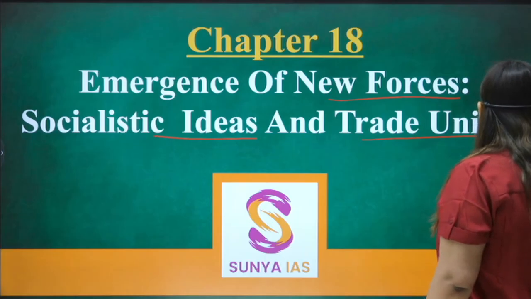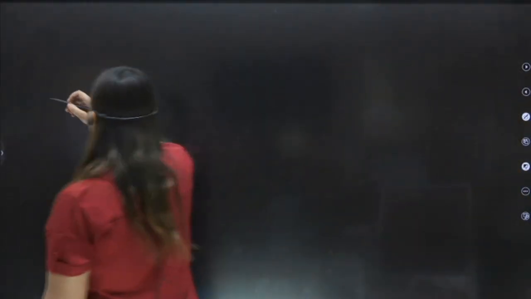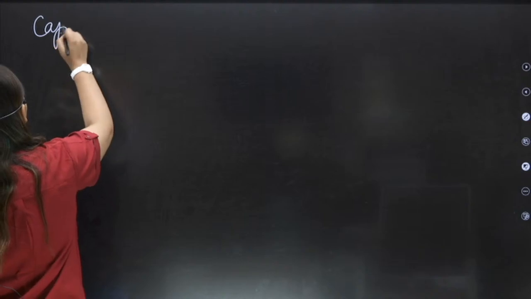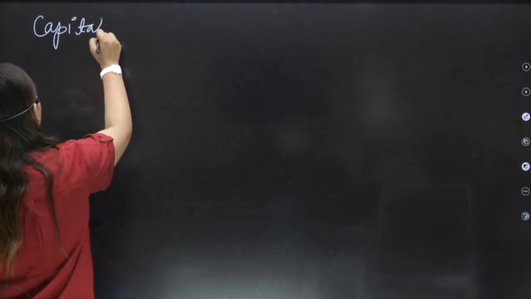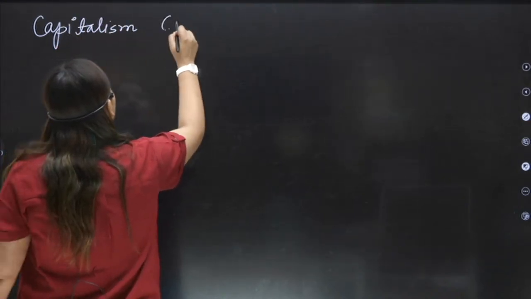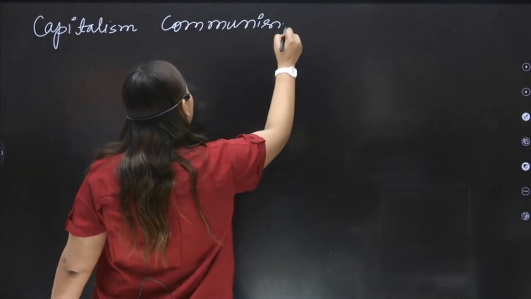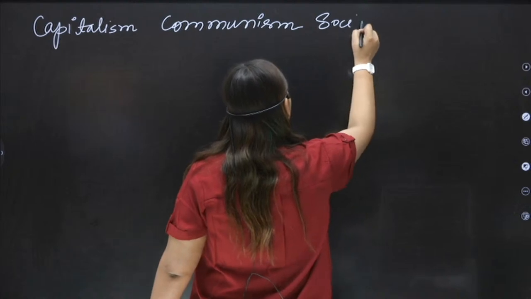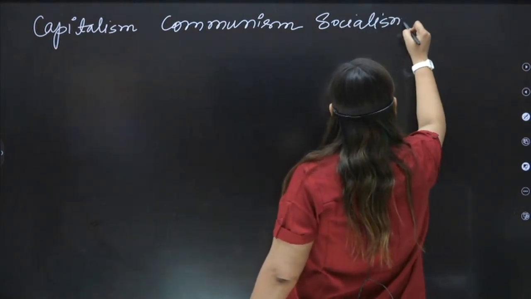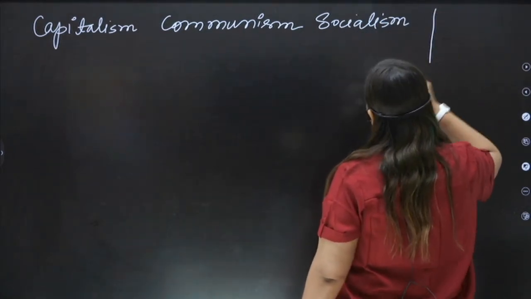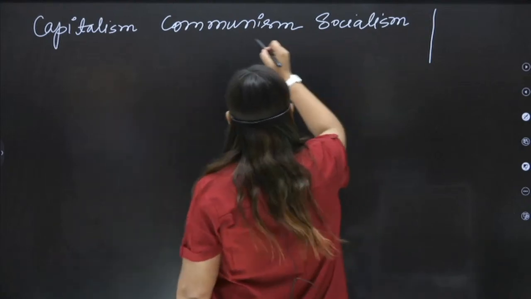Basically, you need to have clarity between four words. If you understand these four words, then everything will be clear to you. Capitalism, communism, socialism, and there is one more word which I'll write here.